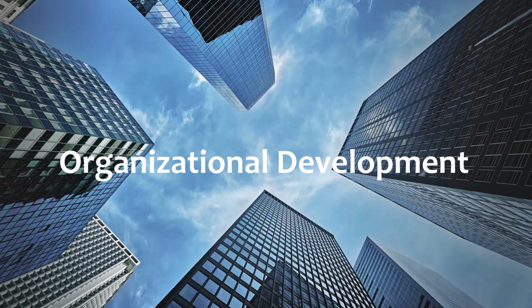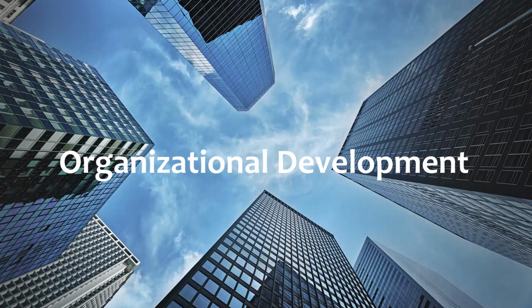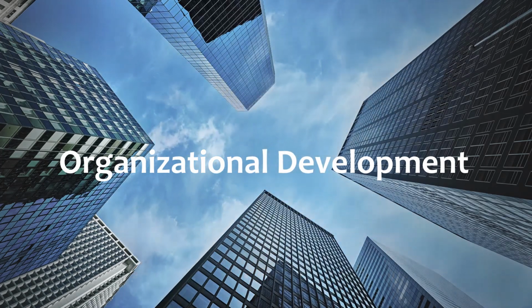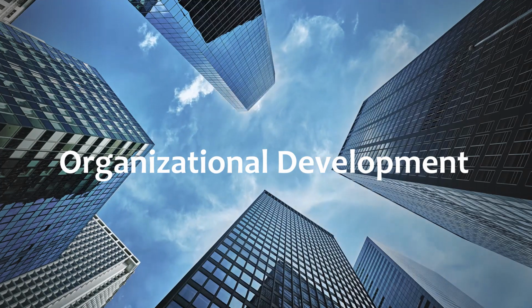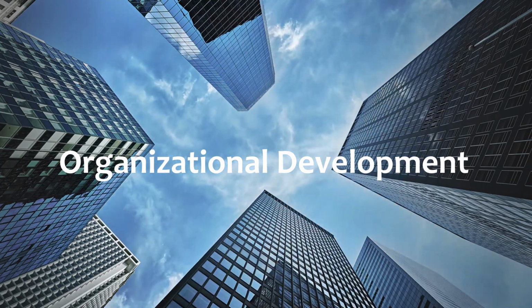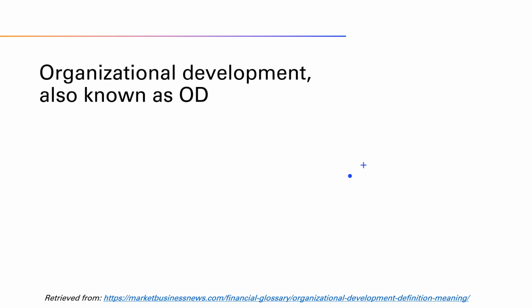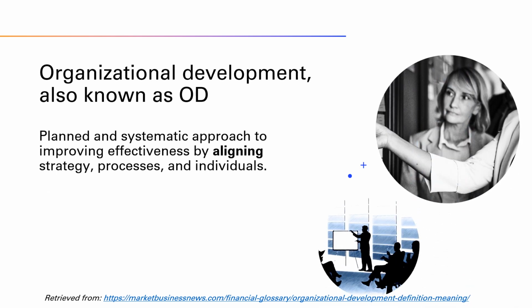Let's start with organizational development, also known as OD. OD is an approach that aligns beautifully with sustainability because it's very holistic. OD is a very deliberate, scientific, planned, and systematic approach to improving effectiveness. It seeks to align different aspects of the organization, like strategy, processes, and people, so you reduce or eliminate the cognitive dissonance that happens when parts of the organization are at odds with one another.